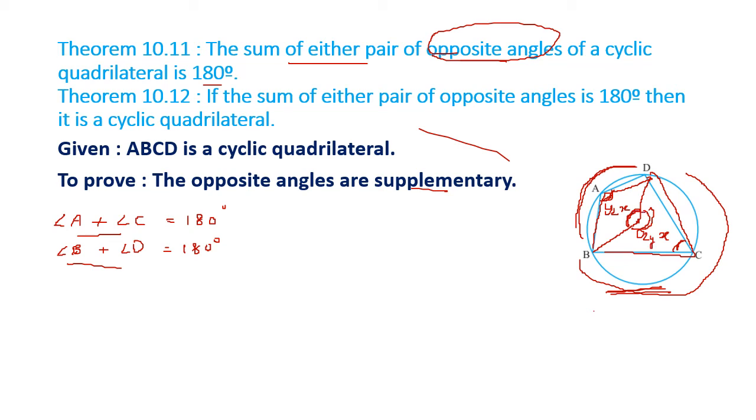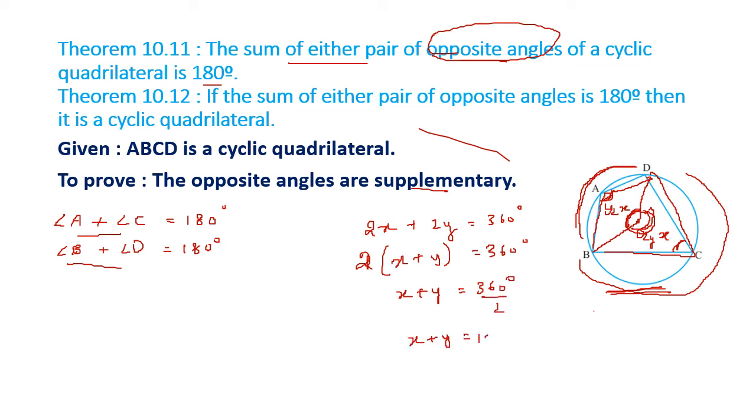But if you look at this, it makes a circle. So 2x plus 2y is equal to 360. If you take out 2 common, we have x plus y equal to 360 upon 2, or x plus y equal to 180. So I have proved this angle x and this angle y, the sum is 180. So this was a very easy proof.